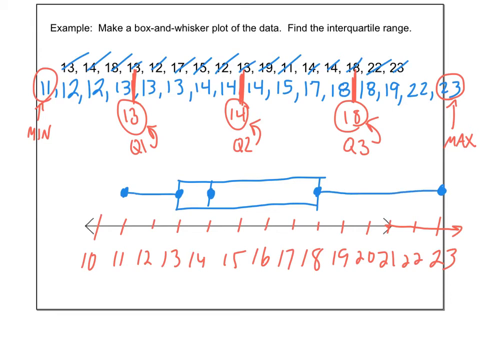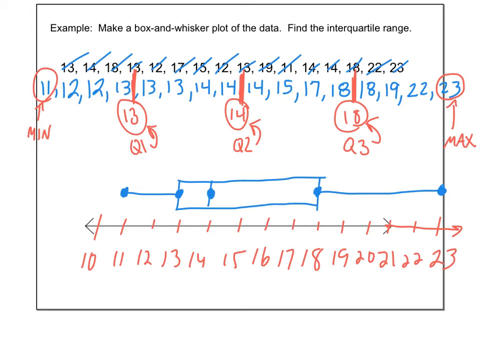Okay, this looks like a positively skewed distribution. The median is hanging over to the left with the shorter whisker, and the half of the data to the right of the median is more spread out. And the whisker is noticeably longer. So I would say that this would be a positively skewed distribution.